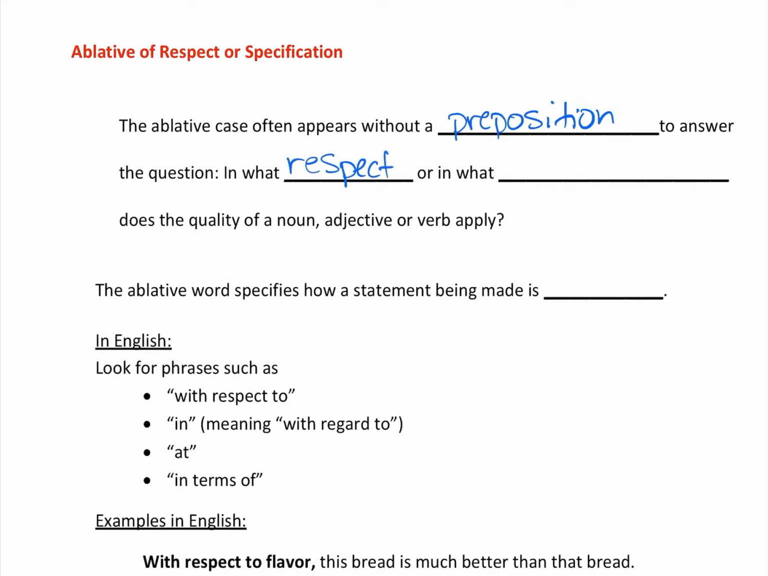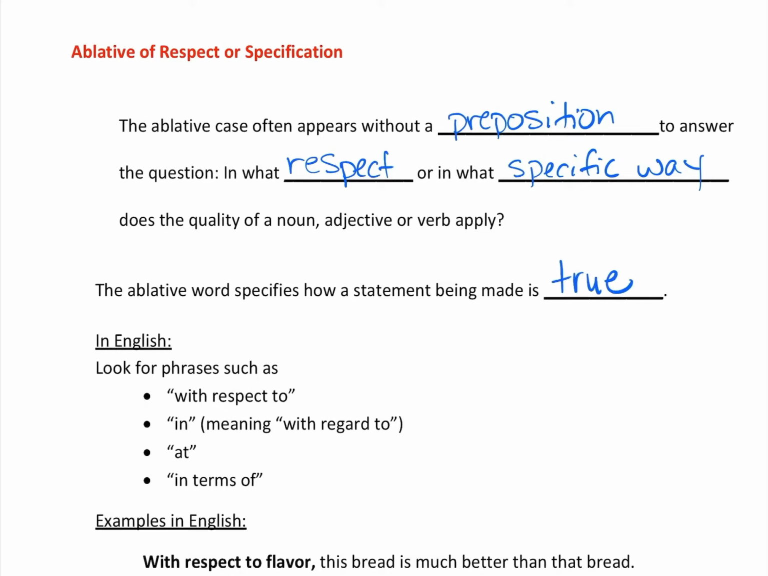So I'm not talking about respect like you have respect for someone, but basically in what way does it relate to, right? Or in what specific way does the quality of a noun, adjective, or verb apply? The reason we have to pay attention to this is because many of our ablatives are used in prepositional phrases. In English, it'll be used with a preposition very frequently. In Latin, it's not. So the ablative word specifies how a statement being made is true.